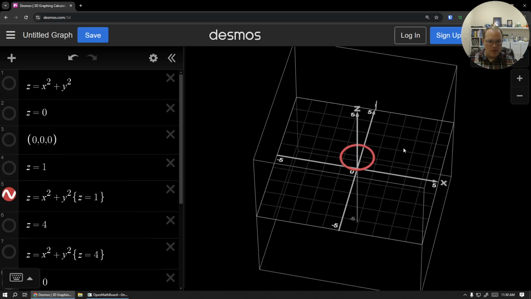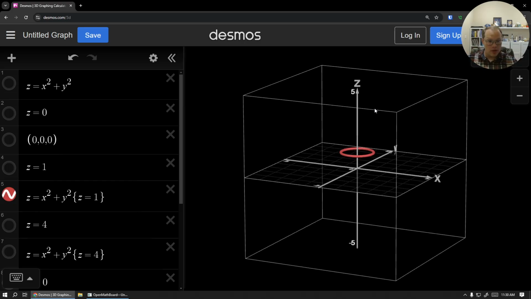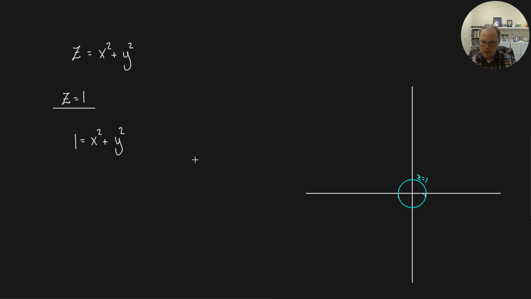So it gives me, not the full graph, right? Just that circle is not going to do me a whole lot of good. But it gives me one layer. And if I could build up enough layers, I could get a picture of what this surface looks like. Okay, so let's do another one. Let's do z equals 4.